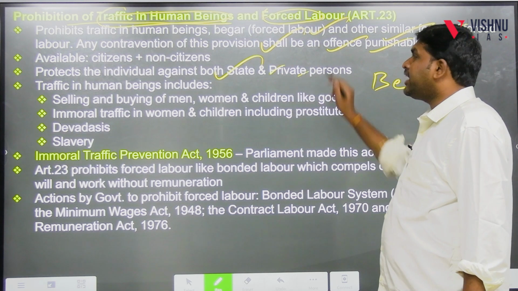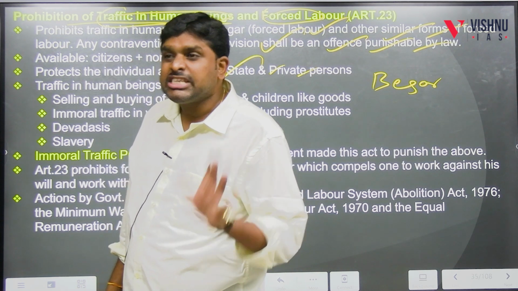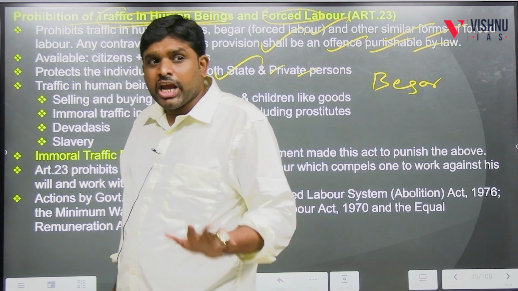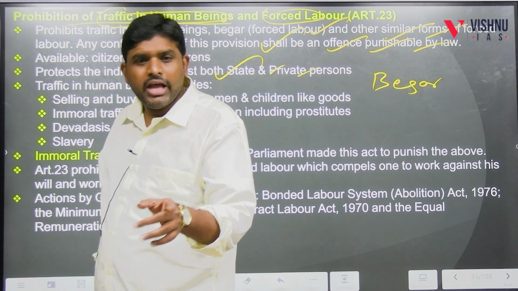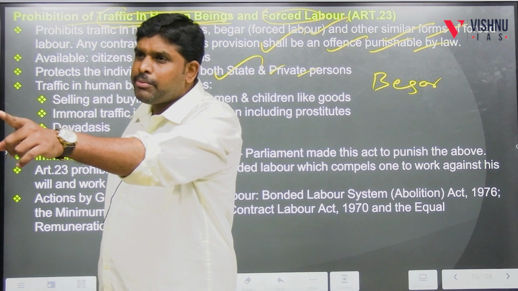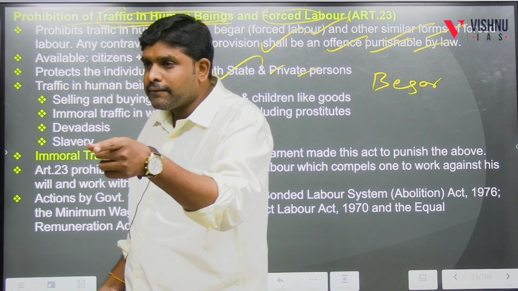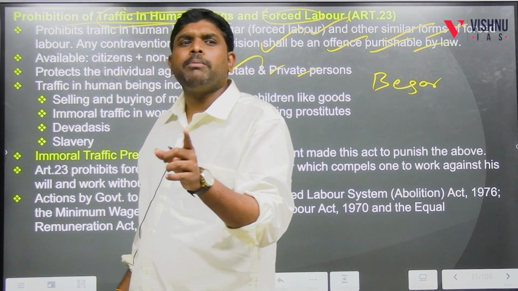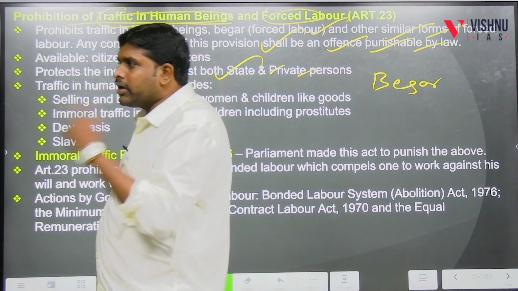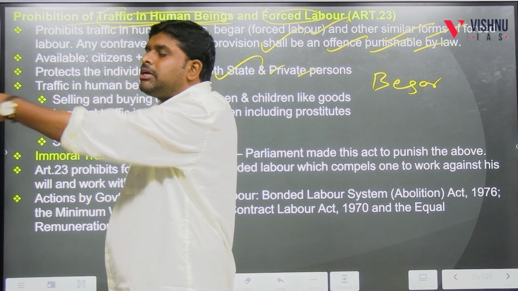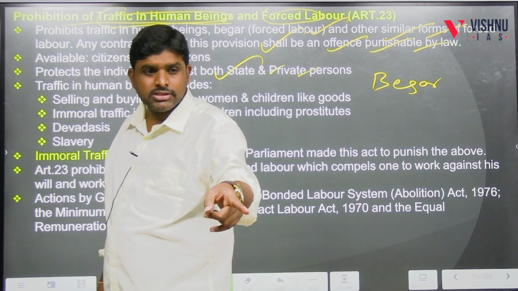It protects the individual against both state and private persons. Understand this: up to now, it was only the state. But with this one, the state should not do human trafficking, and individuals also should not do human trafficking. If an individual does human trafficking, it is a violation of fundamental right. If the state does it, obviously it is a violation of fundamental right. Articles 23 and 24 are applicable to both state and individuals. If I am doing trafficking, it is compulsorily a violation of that person's fundamental right. If I am the government, it is also a violation. It is applicable to both state as well as individual.